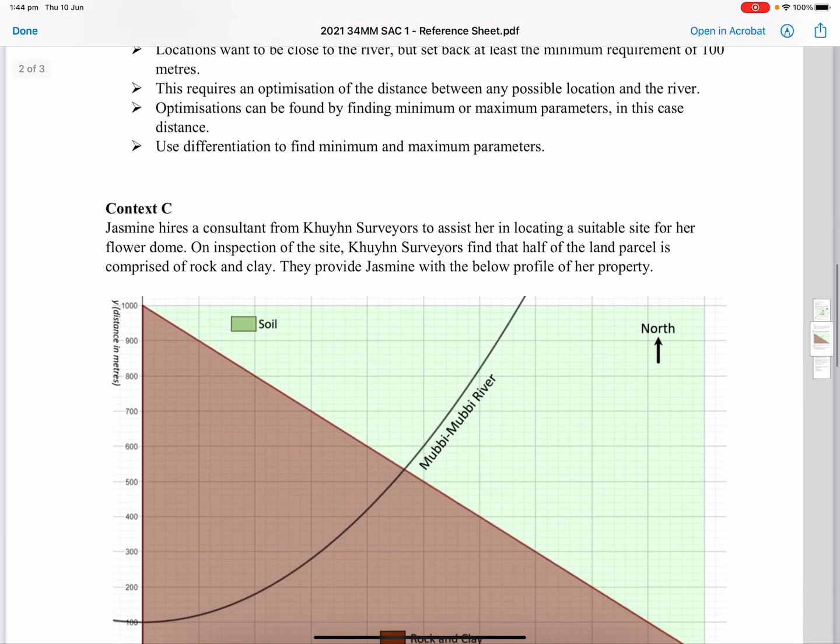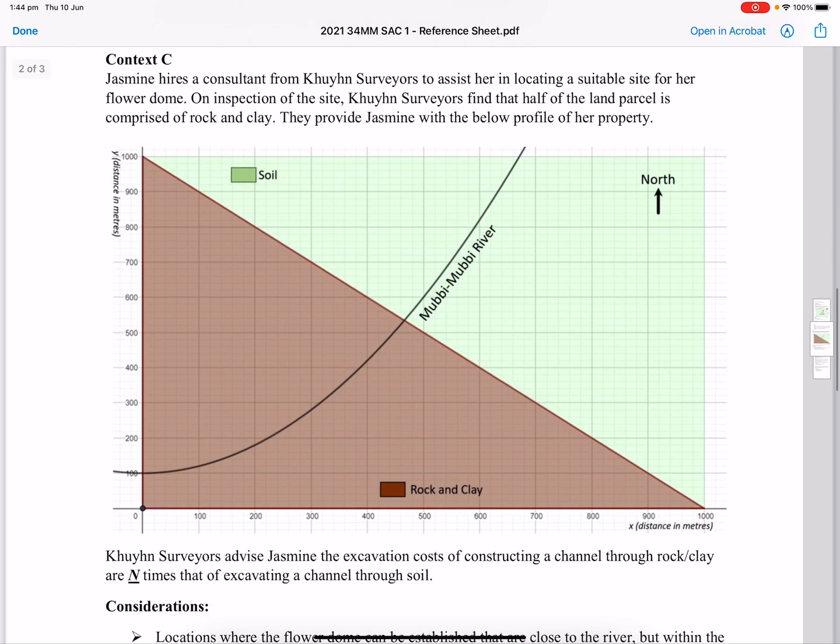Pressing on. Context C. Jasmine hires a consultant from Kei-Hun Surveyors to assist her in locating a suitable site for her flower dome. On inspection of the site, Kei-Hun Surveyors find that half of the land parcel, or the property, is comprised of rock and clay. They provide Jasmine with the below profile of the property. Now, the property that's shaded in brown, that's where the ground is made of rock and clay. And the property that is green, that's where the property is soil.